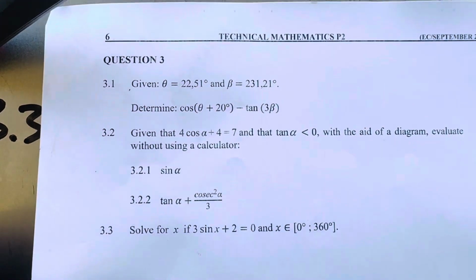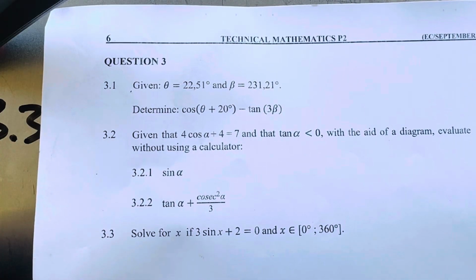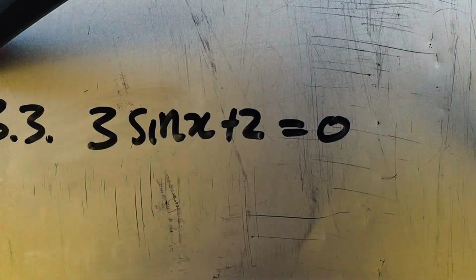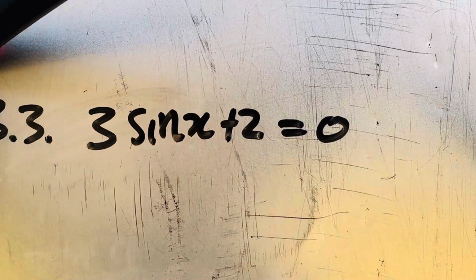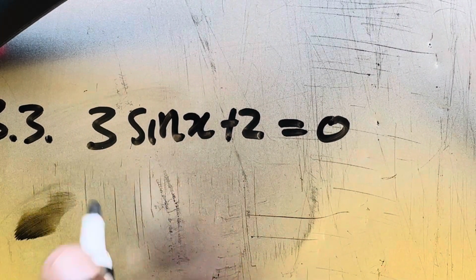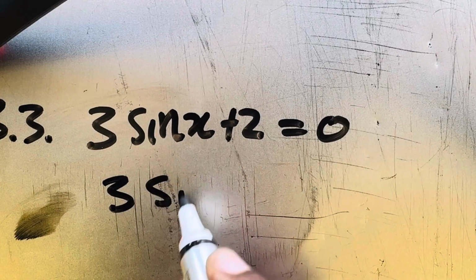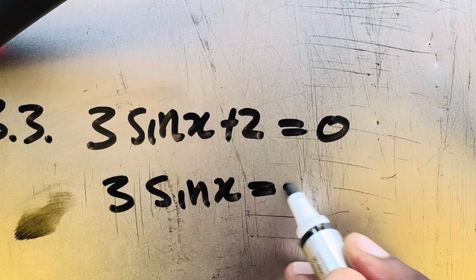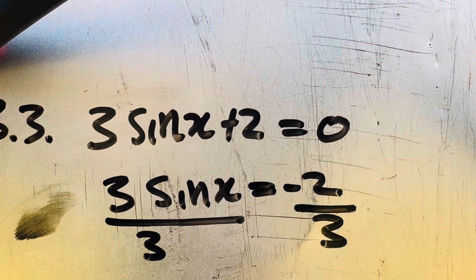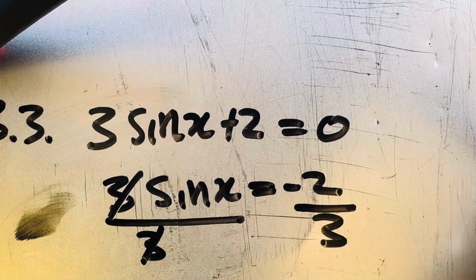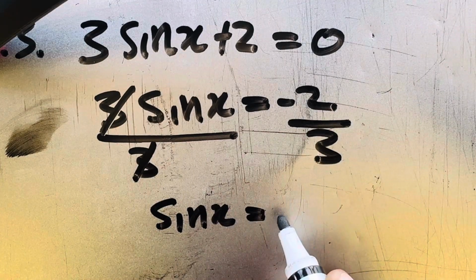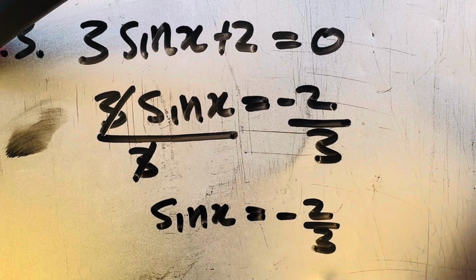So we need to solve for x if 3 sine of x plus 2 is equal to 0 and x is an element from 0 to 360. We've got a restriction there. The first thing is 3 sine of x is equal to negative 2. Divide by 3, and we'll be left with sine of x is equal to negative 2 divided by 3.